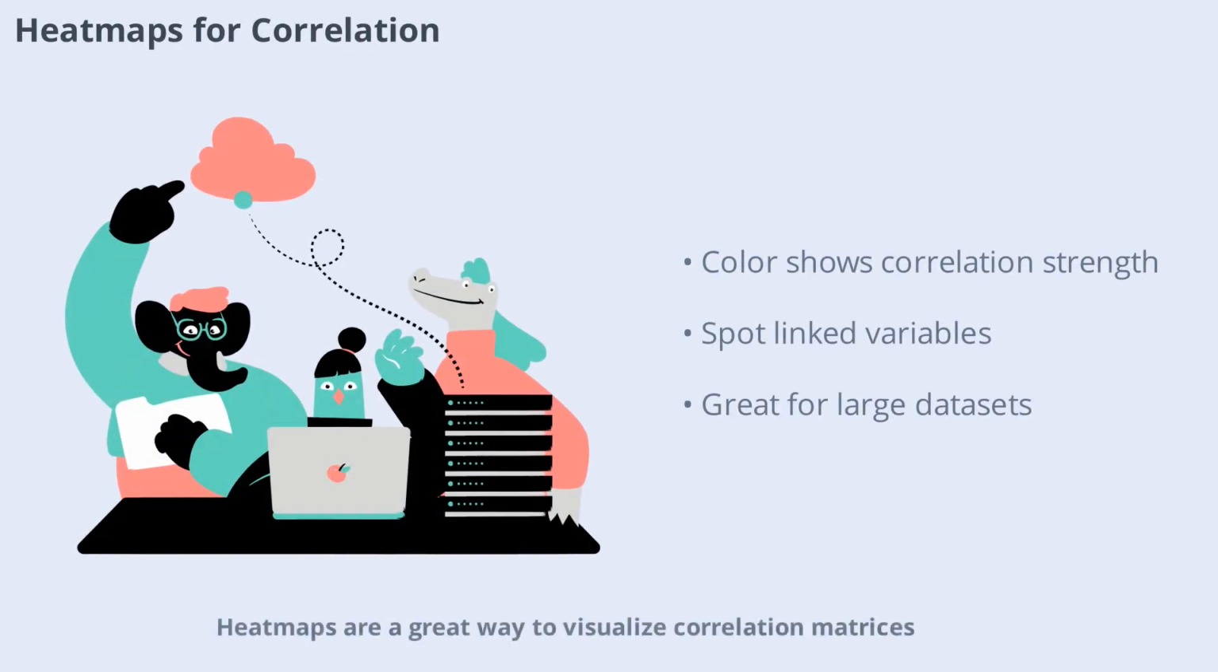Heat maps are a great way to visualize correlation matrices. By using color to represent the strength of relationships between variables, heat maps make it easy to spot which variables are closely linked. This visual tool is especially helpful when working with large datasets with many variables.